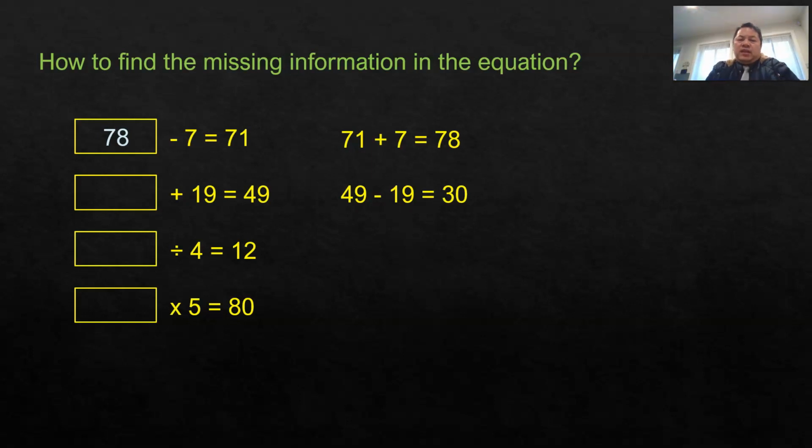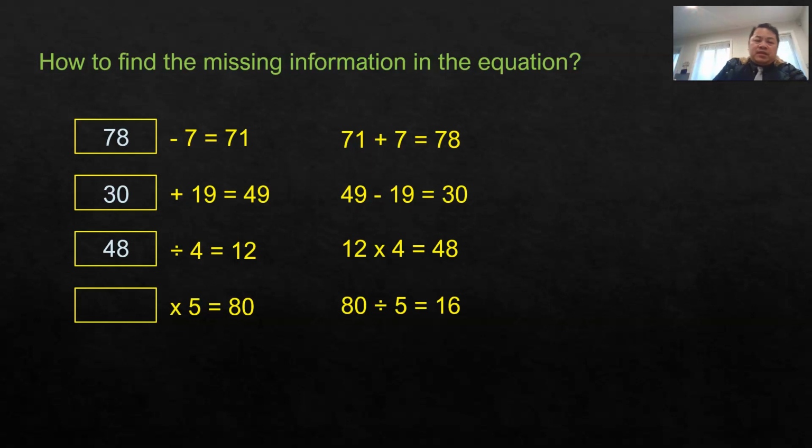So what about this case? Something divided by 4 is equal to 12. Yes, this case I can still do the opposite. So it's 12 times 4, you get 48. 48 divided by 4, you get 12. And last but not least here, something times 5 will give me 80. So I do the opposite of times, meaning I have to divide. 80 divided by 5, I get 16, because 16 times 5 will give me 80.